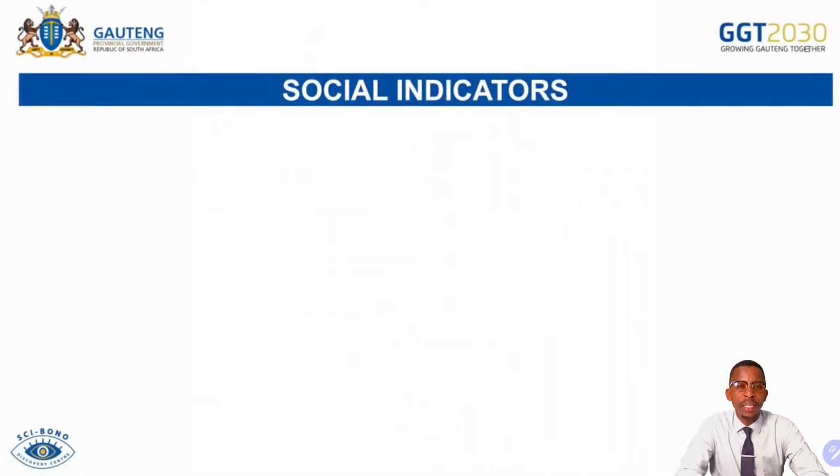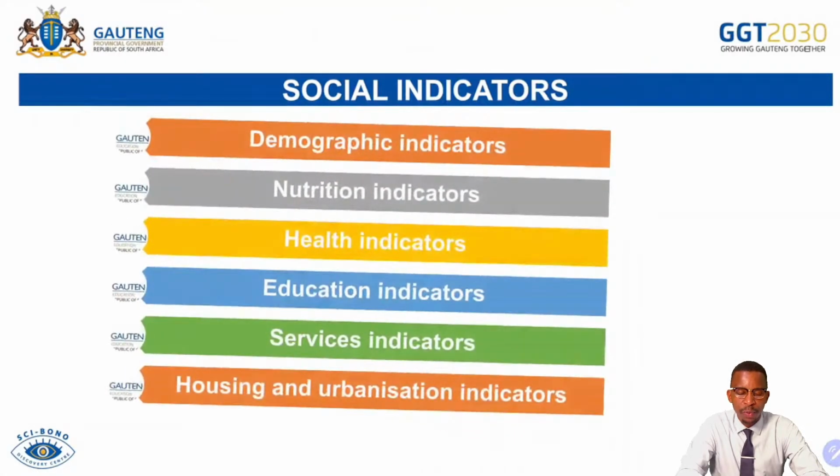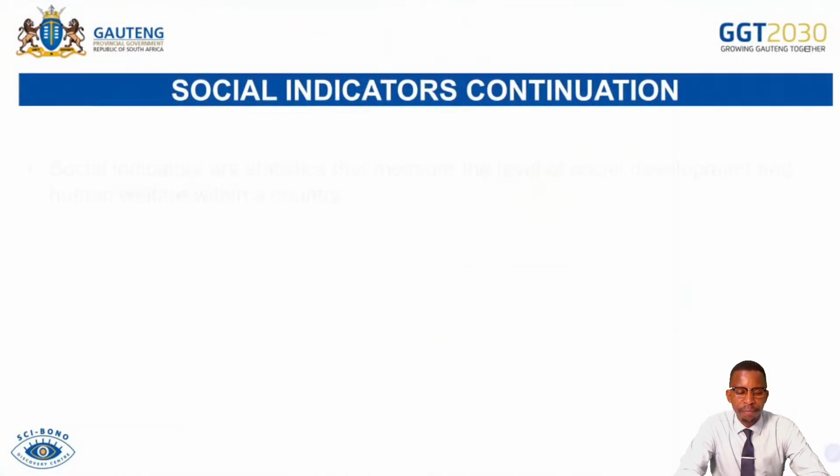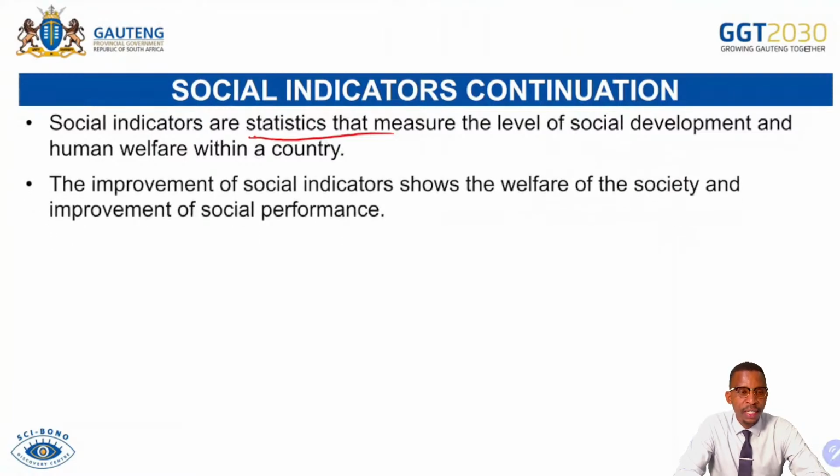Then we move to social indicators. Remember, we said these are indicators that measure social performance. We talk about demographics, nutrition, health, education, services, housing, and urbanization. Those are indicators. So under social indicators, we say it is a statistic or data that measures the level of social development and human welfare in a country. Those are social indicators.